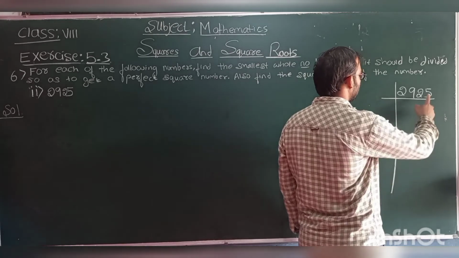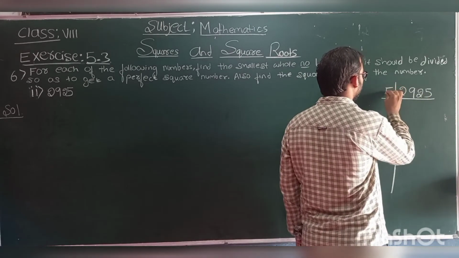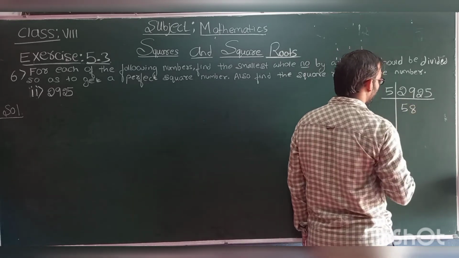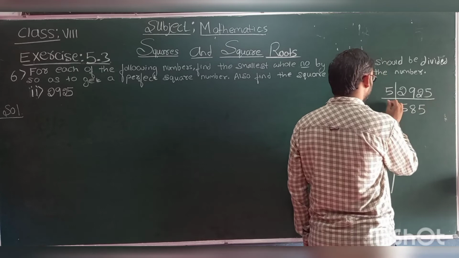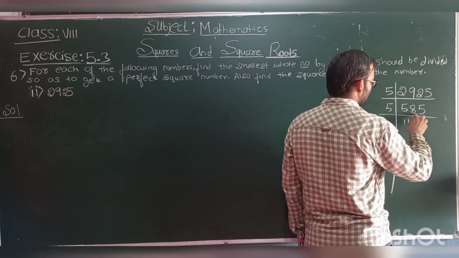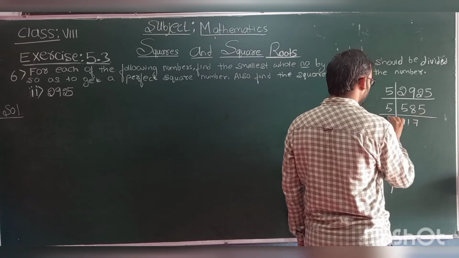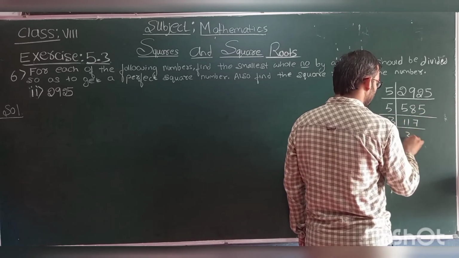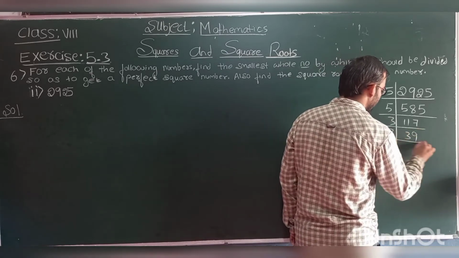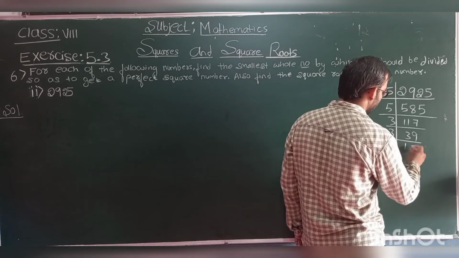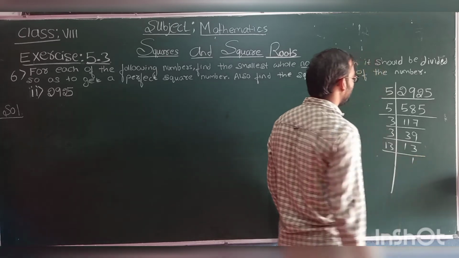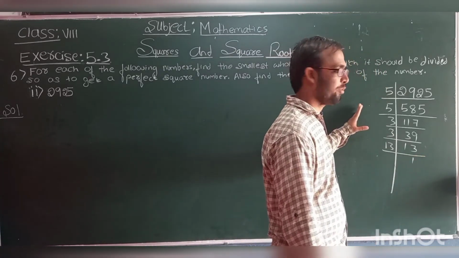Look here, as the last digit is 5, divide by 5. 5 5s are 25, 4 means it will become 42, 5 8s are 40, it will become 25, 5 5s are 25. Again divide by 5, 5 1s are 5, 5 1s are 5, 3 means 5 7s are 35. Now divide by 3, 3 3s are 9, 12 means 3 9s are 27. Okay, again divide by 3. 3 1s are 3, 3 3s are 9. Next divide by 3. Okay, so these are the factors of 2925.